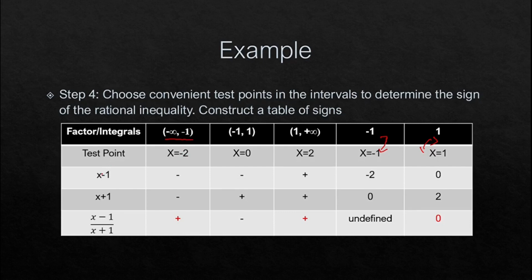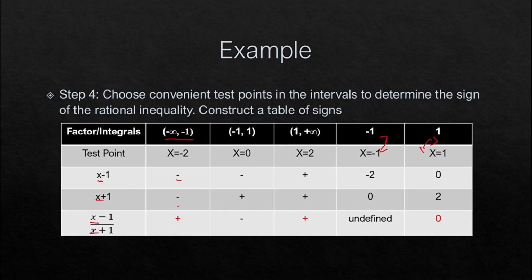Substitute natin ang negative 2 dito sa mga x. So, kung result natin ay negative, ilalagay natin ng negative. So, negative 2 minus 1 is negative 3, which is negative. Negative 2 plus 1 is negative 1, which is still negative.